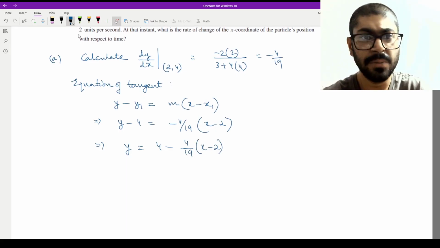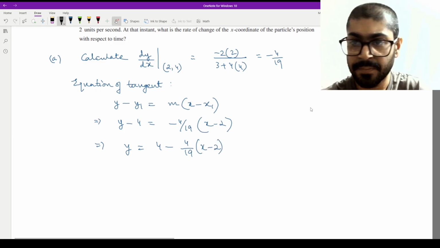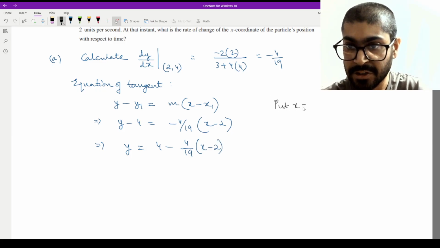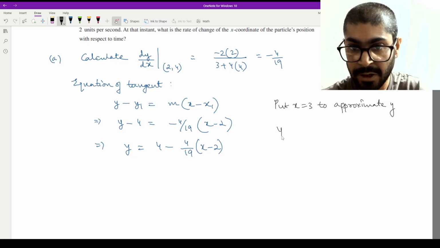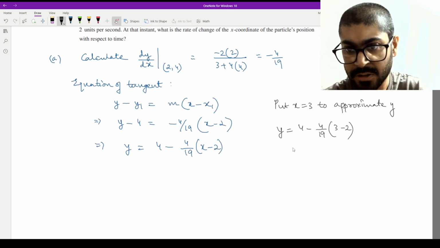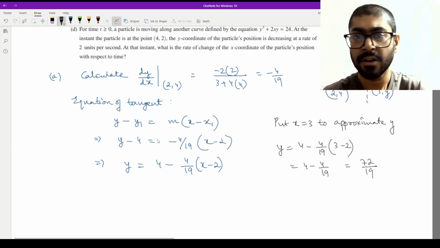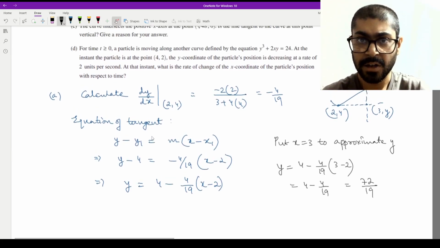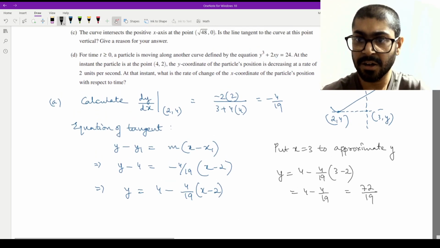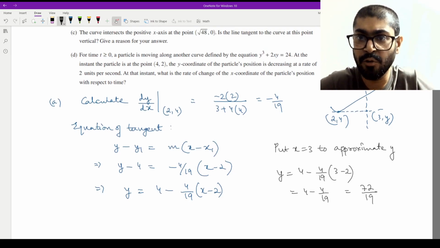Now from here we can approximate y, right? You can just put x equal to 3 to approximate y, and this will give us y equal to 4 minus 4 by 19 into 3 minus 2, which is just 4 minus 4 by 19. Now 4 times 19 is 76, 76 minus 4 is 72, so y will be 72 by 19. Alright, this is an approximation in case the line joining (2, 4) and (3, y) would be a straight line. Okay, assuming that it's a straight line, this is an approximation for y.